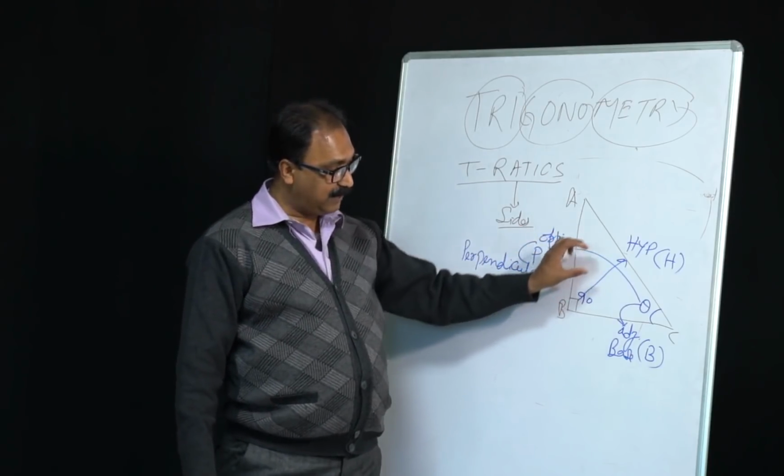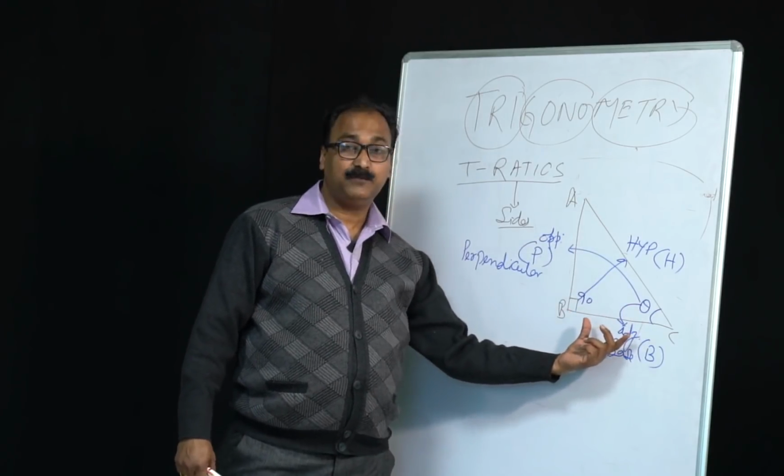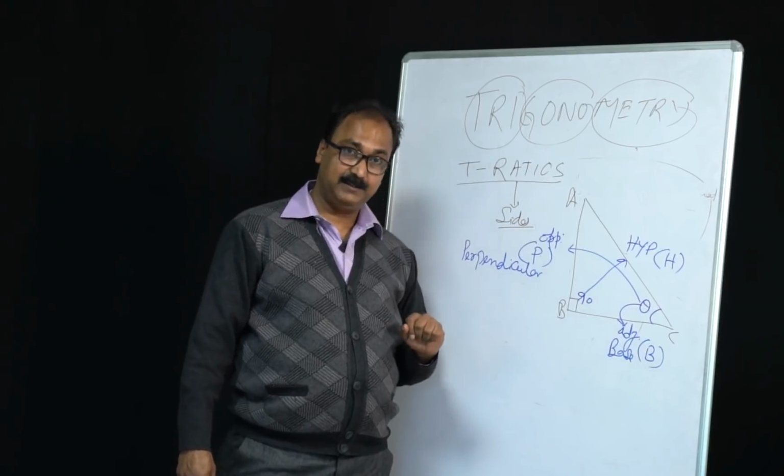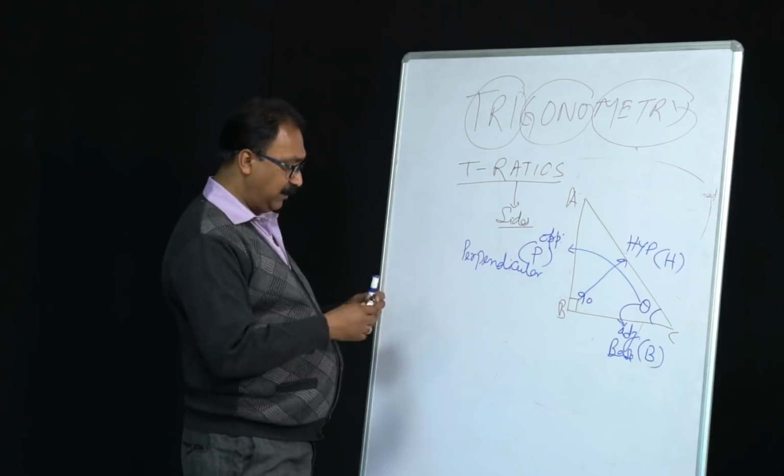The side opposite to the 90 degree angle is called the hypotenuse, and the adjacent side of the acute angle we call the base. Is it clear? Now you may have a question in your mind.